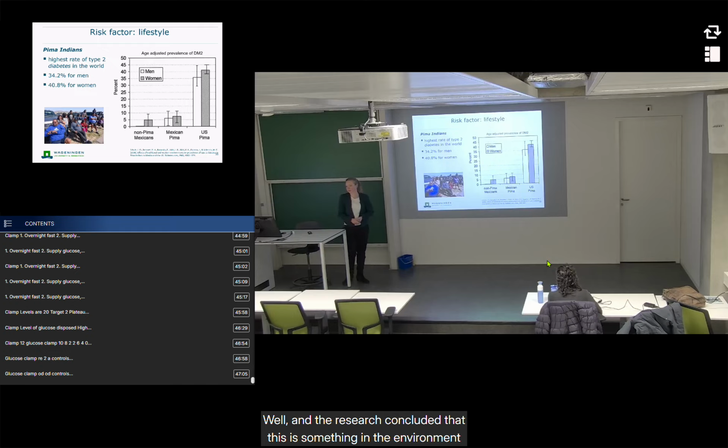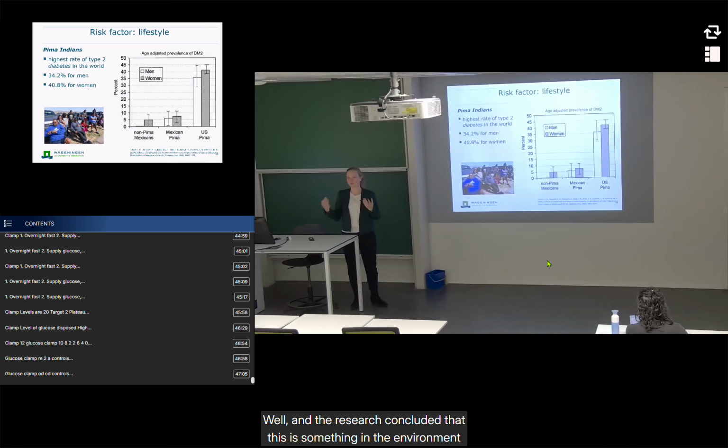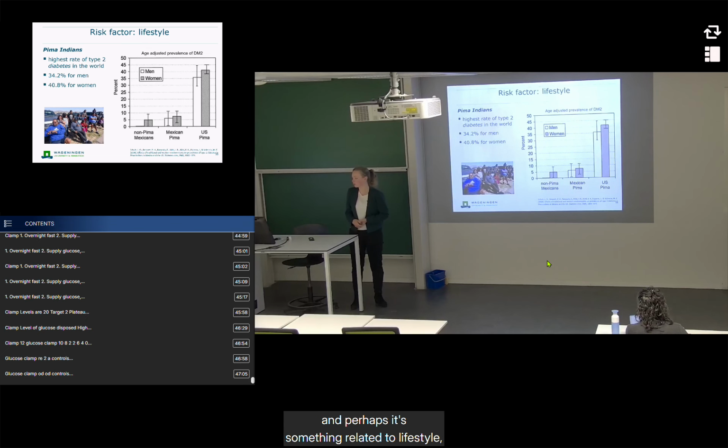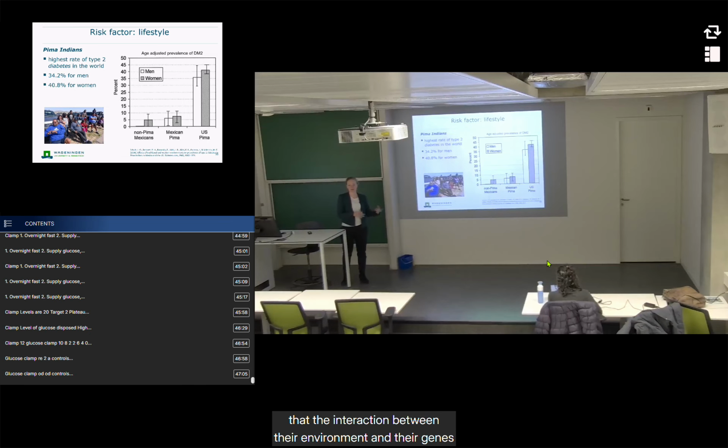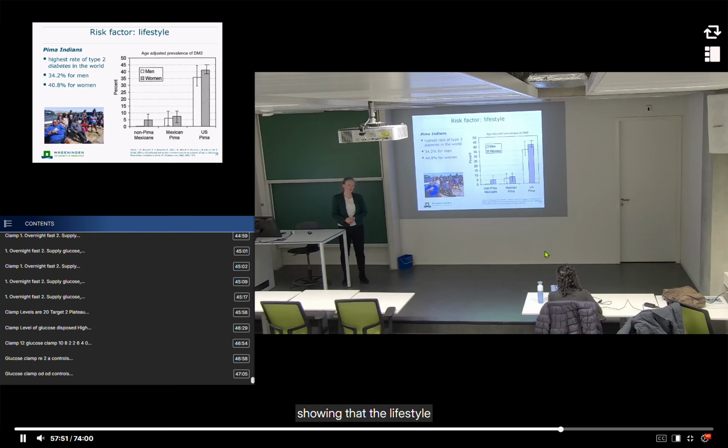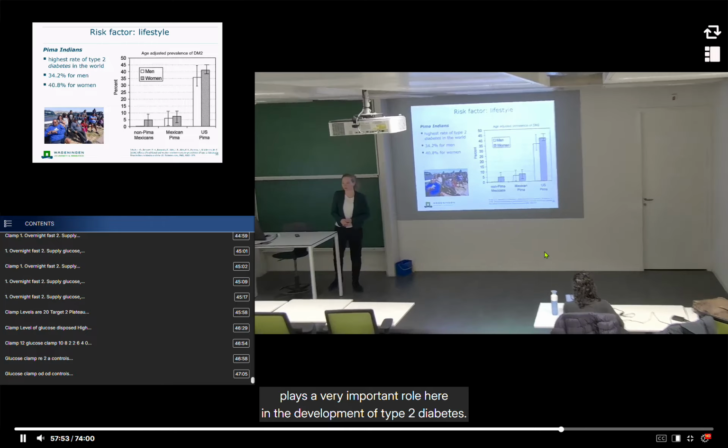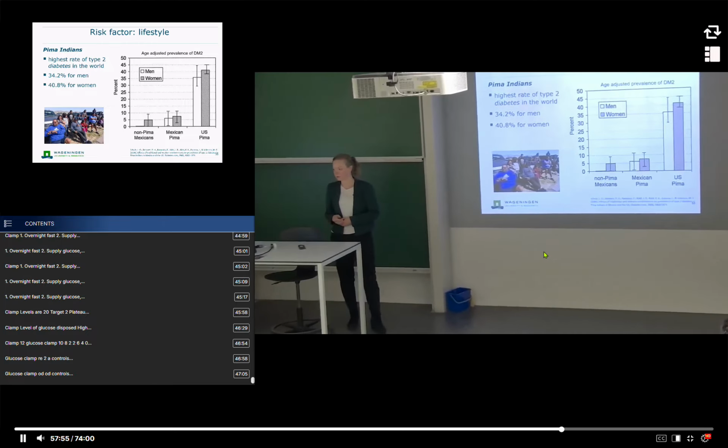The researchers concluded that this is something in the environment, and perhaps it's something related to lifestyle. Of course, it could still be that the interaction between their environment and their genes makes them very susceptible to getting type 2 diabetes. But I think it's a clear study showing that lifestyle plays a very important role in the development of type 2 diabetes.